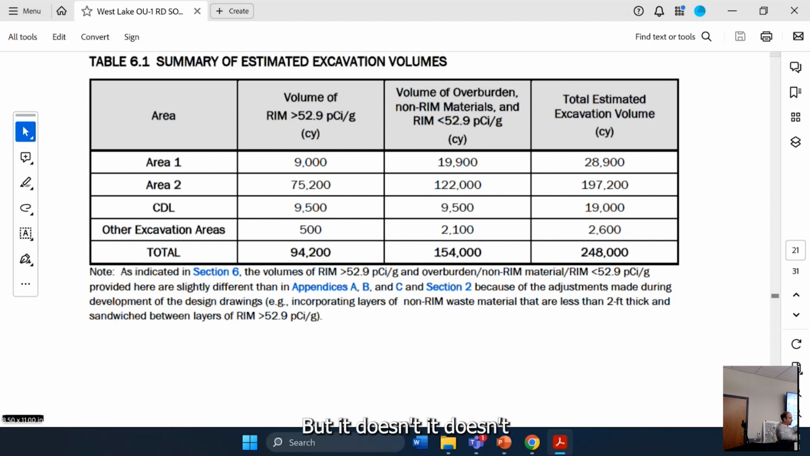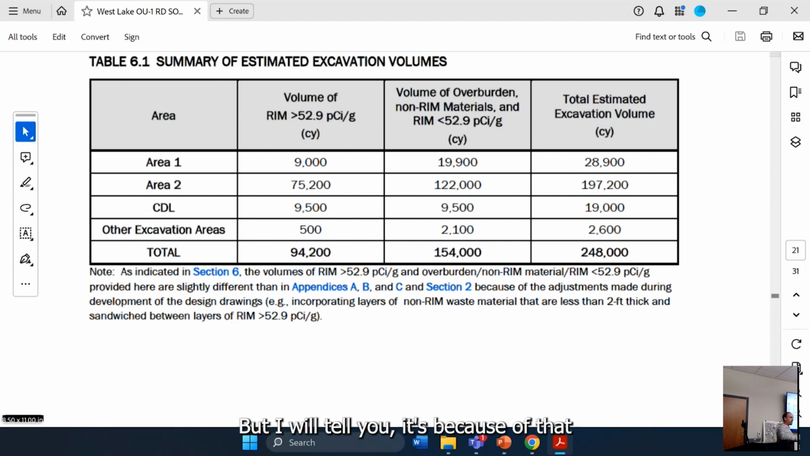But it doesn't result in removal or getting rid of that RIM between 7.9 and 52.9. There are multiple reasons for that. It's much more difficult to detect. You basically do sampling in order to find that, so the excavation doesn't get it. It's hard for us, we get it.